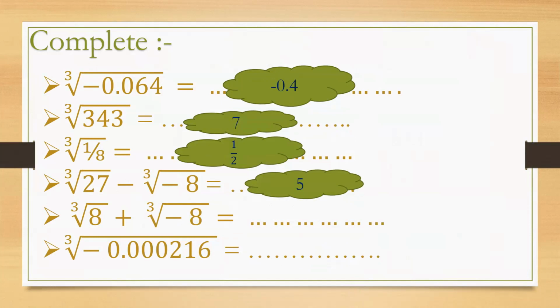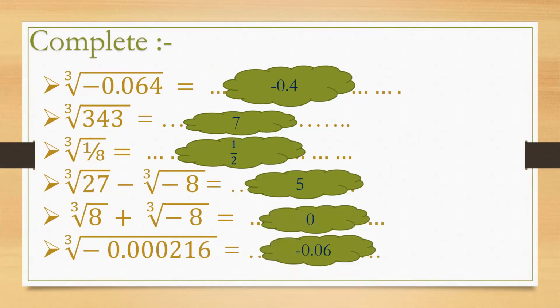Here, the cube root of 8 equals 2, plus the cube root of negative 8 equals negative 2. 2 plus negative 2 equals 0. Cube root of negative 0.0002116 will be negative 0.06.